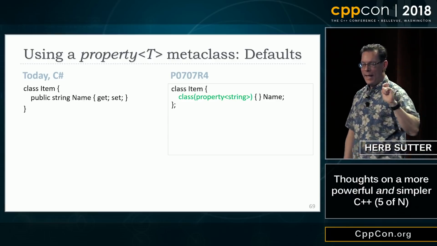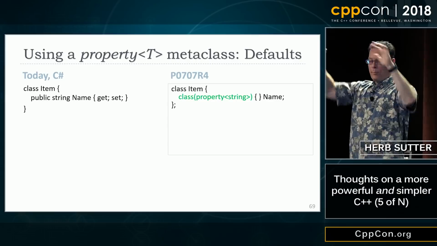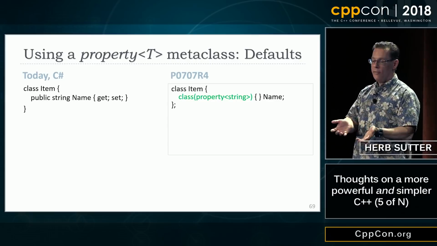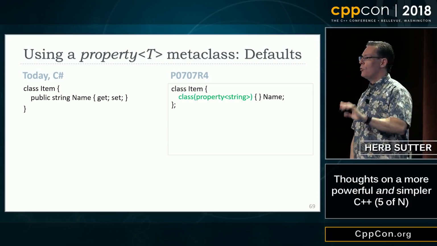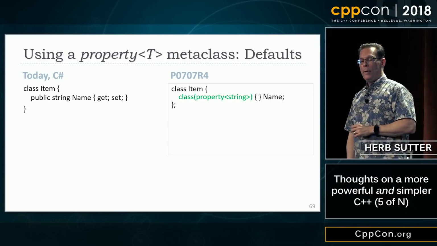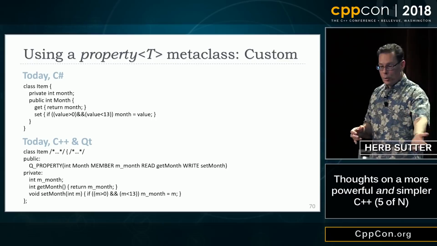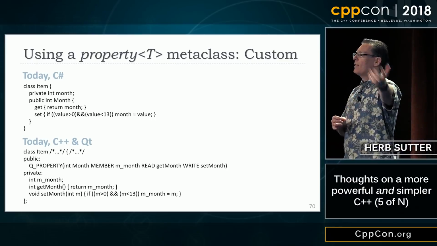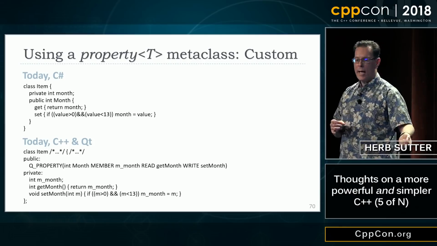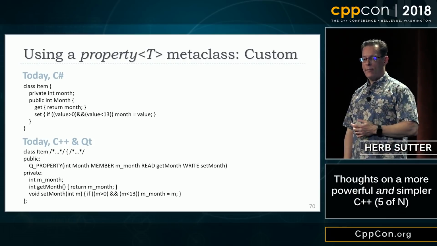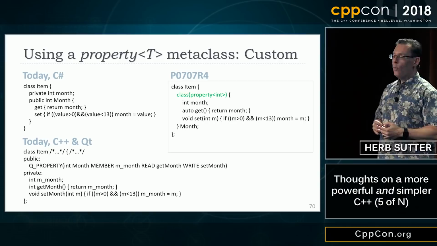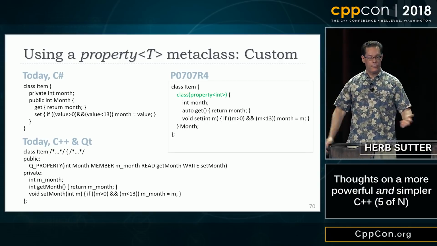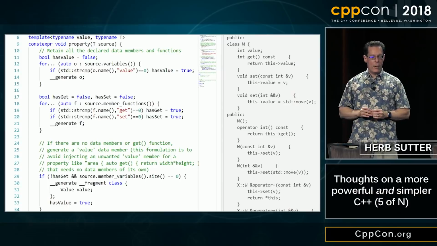Thank you, Andrew. You can write class property of string, empty braces, so I want all the defaults, and I want to call it name. I'll show you how that works in a moment. But if in C# or in Qt you want to have a non-trivial property, you want to actually say what your data type is, because maybe it's a compound data type, and you want to write your own get and set function, you can still do that. We just won't generate the defaults for you if you actually wrote them. So that's the model that we want to achieve. Here's how we do it.